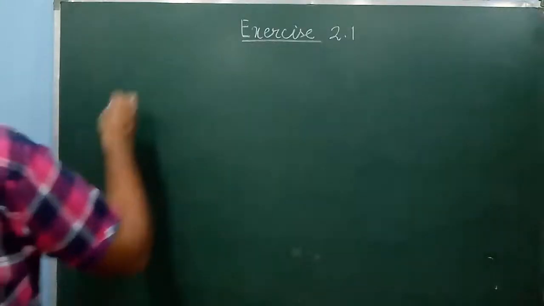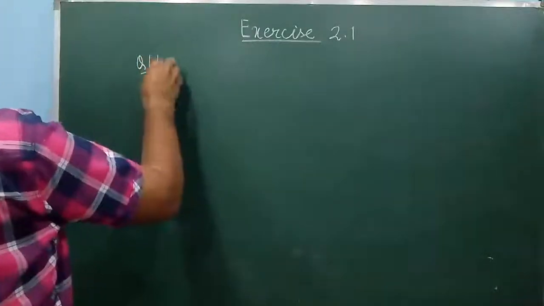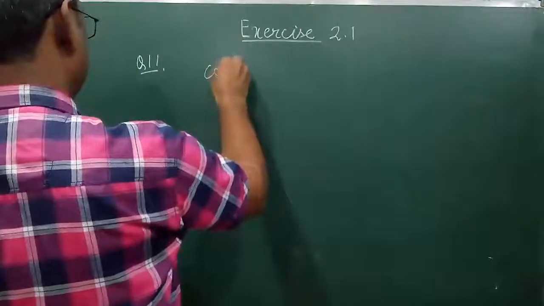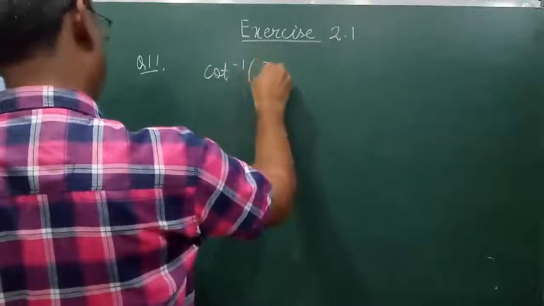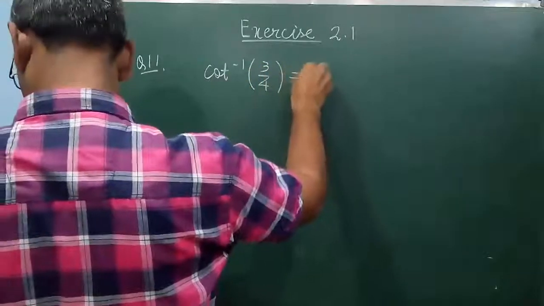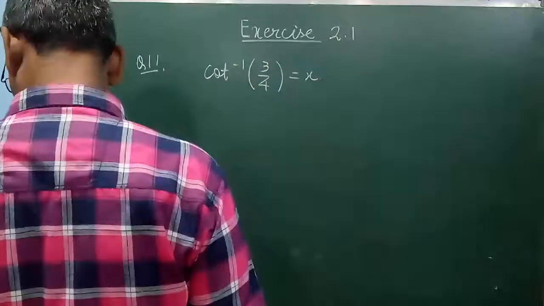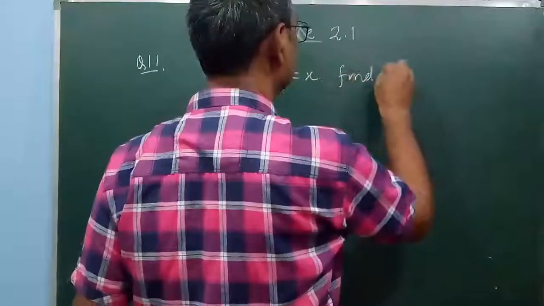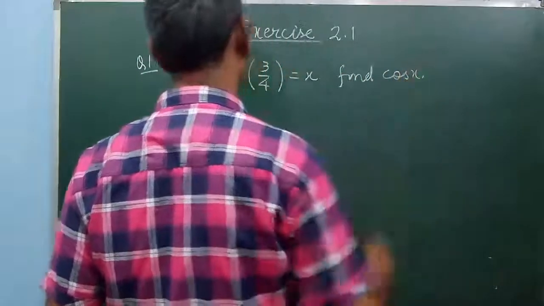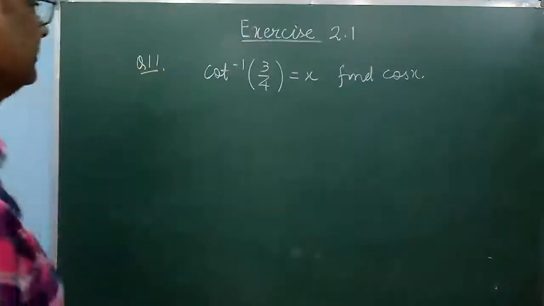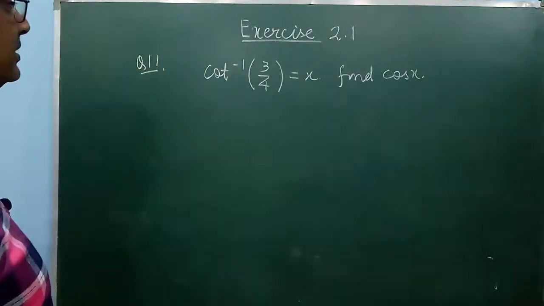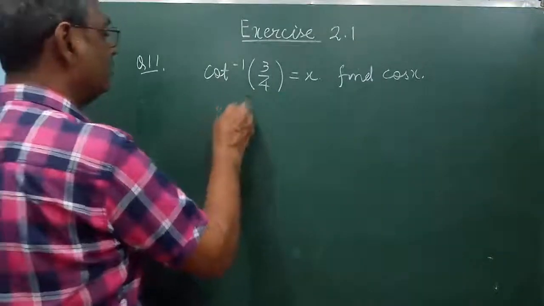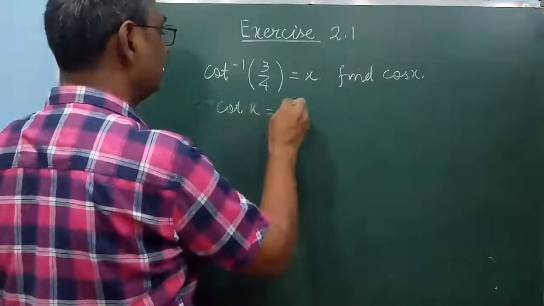Now we will be doing question number 11. If cot inverse 3 by 4 equal to x, find the value of cos x. This is given. Cot inverse 3 by 4 equal to x. So cot x equal to 3 by 4.